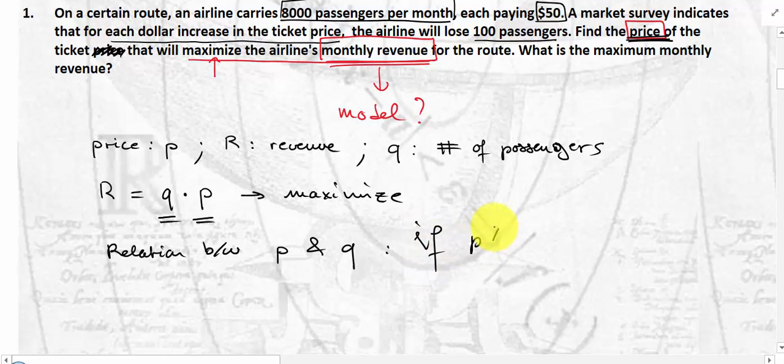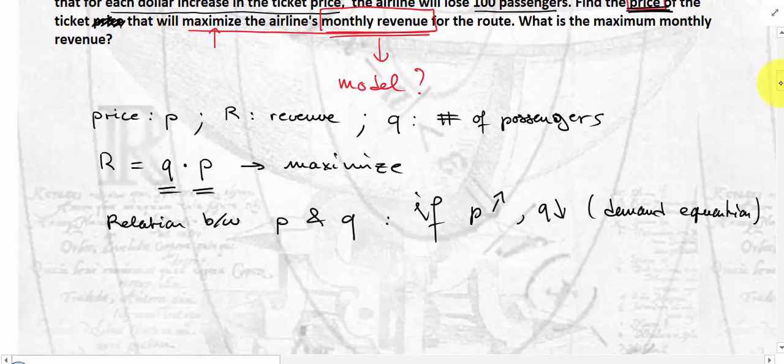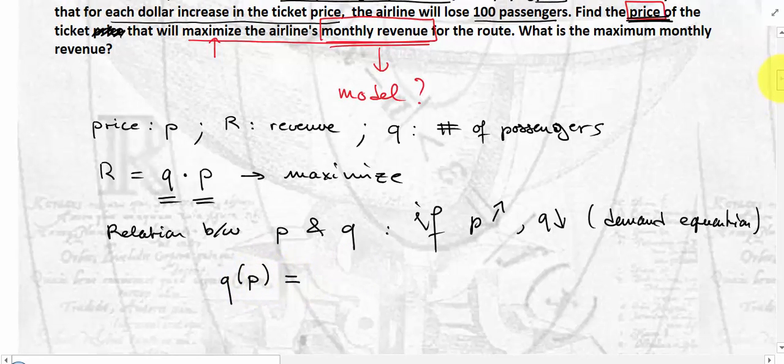If P increases, if you increase the ticket price, Q will decrease, okay? This is in econ, they call that the demand equation actually, okay? Demand equation. And this is what we need to find right here. So how do we find the demand equation? Q, the number of tickets I'm selling, is a function of the price. I need to find this function.